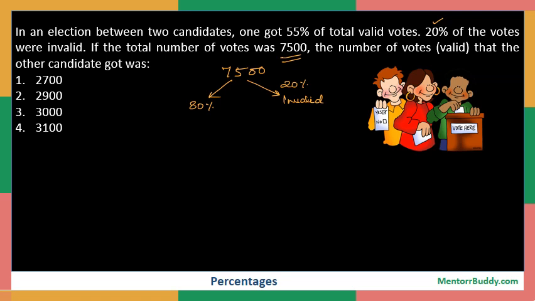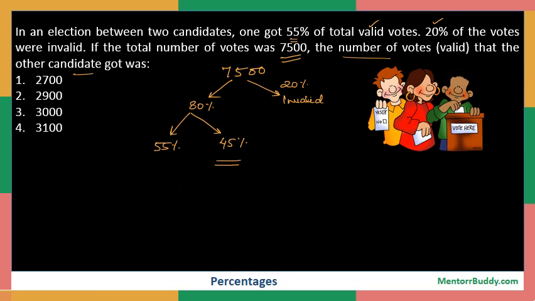Also, it is given in the first line, one of the candidates received 55% of the total valid votes. That is, if there are 80% valid votes, one candidate got 55% of it. Definitely, the other candidate would have received the remaining 45% of the valid votes. And the question is asking us to find out the number of votes received by the other candidate, which is 45% of 80% of 7,500.